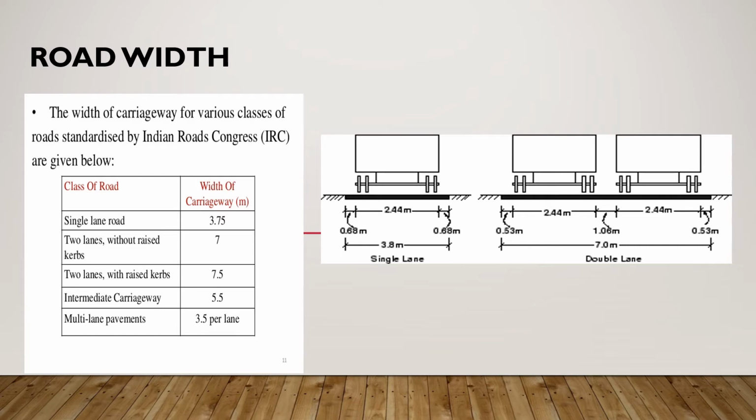Road width. The road width of carriageway for various classes of roads is standardized by the Indian Road Congress. It is given in this table. For single lane road it is 3.75 meter. For two lane without raised curb 7 meter. For two lane with raised curb 7.5 meter. For intermediate carriageway it is 5.5 meter. And for multi-lane pavement 3.5 meter per lane.